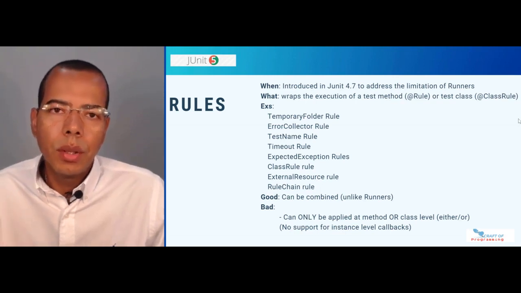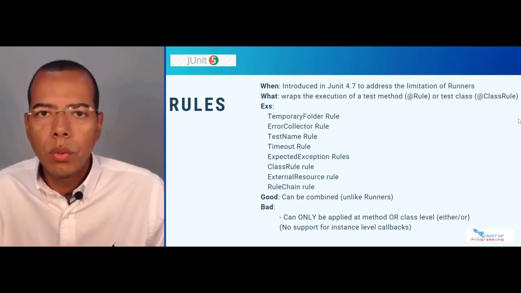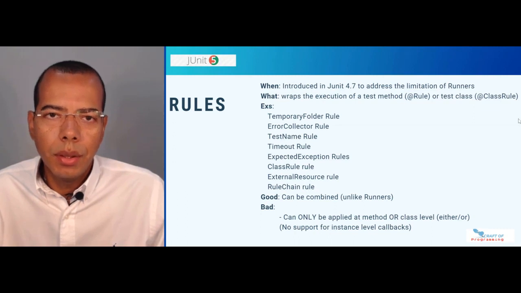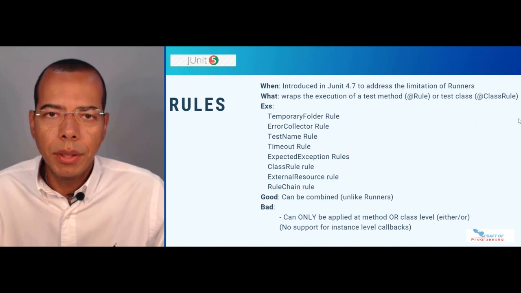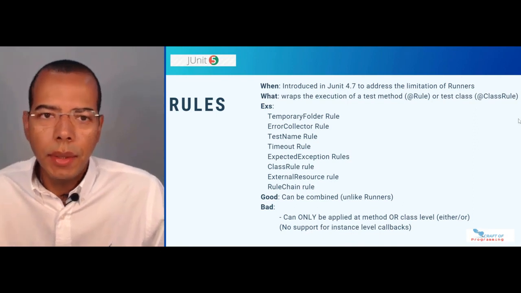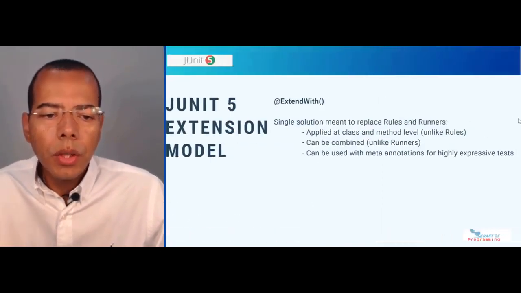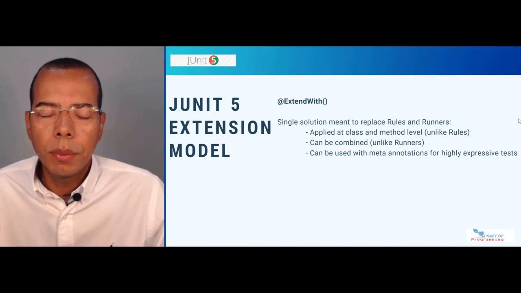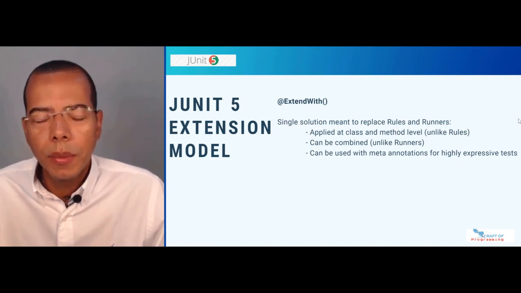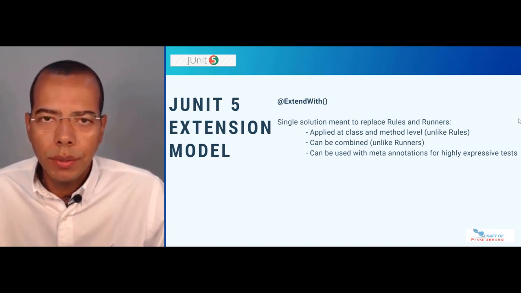And because of this, you had these two ways to extend JUnit via runners or rules. And because of the limitations that they had, JUnit 5 introduced a completely new extension model using the @ExtendWith tag. This is supposed to be the way that you extend the behavior of tests, and this should supersede or replace rules and runners in JUnit 5.